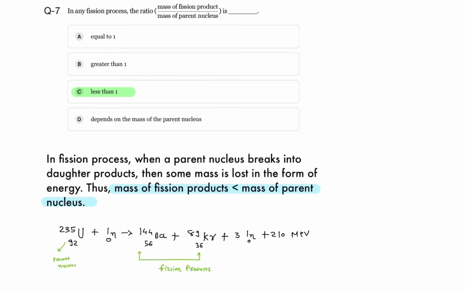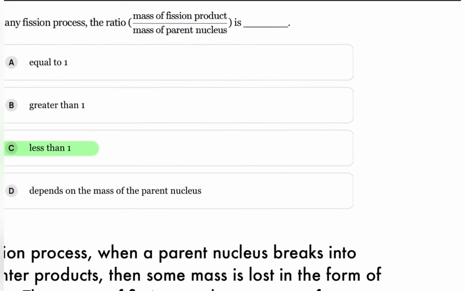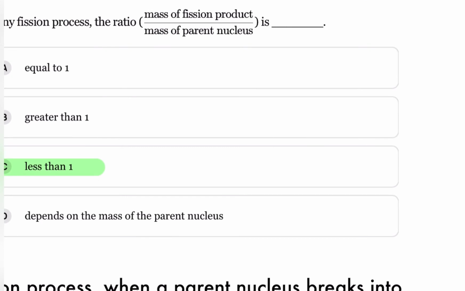Question number 7. In any fission process, the ratio of mass of fission product to that of mass of parent nucleus is: less than 1, greater than 1, equal to 1, or depends on the mass of parent nucleus. In the fission process, when a parent nucleus breaks into daughter nuclei, some mass is lost in the form of energy. That's why the mass of fission product is always less than the mass of parent nucleus. Here the denominator is more than the numerator. The mass of parent nucleus is always more than the mass of fission product. That's why the ratio is always less than 1.